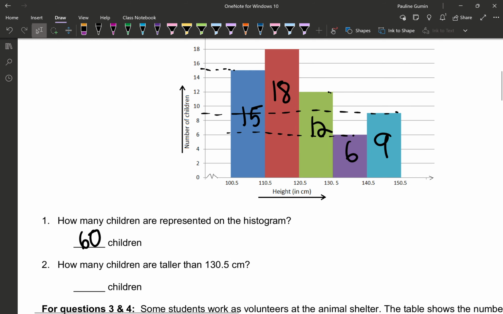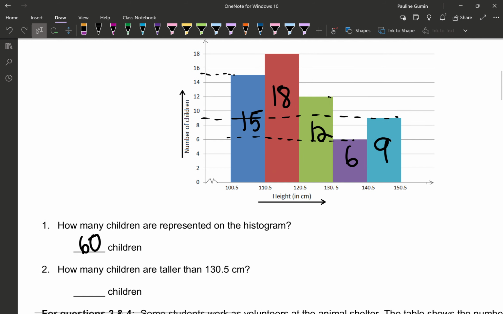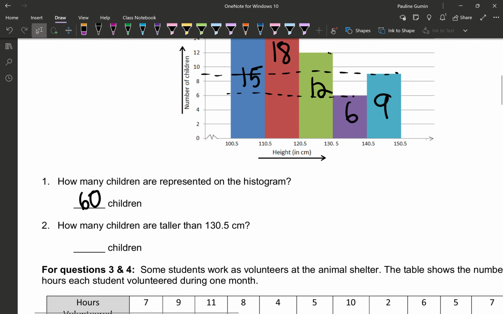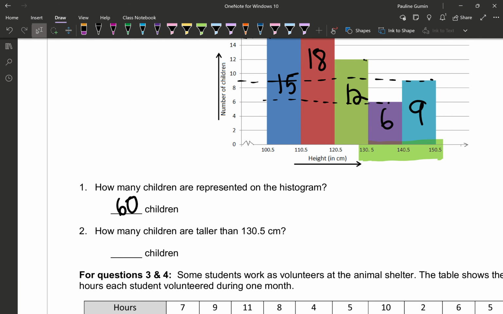All right. Number 2. How many children are taller than 130.5 centimeters? Well, on this histogram, let's take a look at where 130.5 is. Looks like it's here. Taller is going to be on the right of it. That covers 2 of the bars on my histogram, which is 6 and 9. 6 plus 9 gives me 15 children.